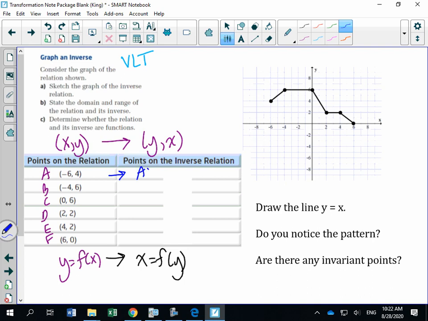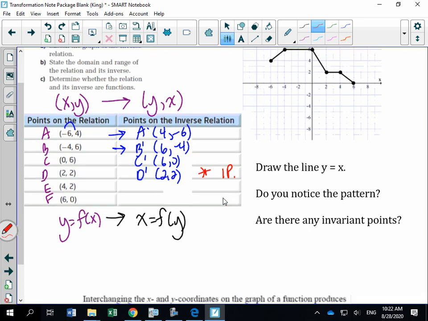A prime is going to be 4 comma negative 6. You just simply switch that. B prime is going to be 6 comma negative 4. C prime is going to be 6 comma 0. D prime is going to be 2 comma 2. So let's star this. This is going to be our invariant point, and I'll talk about where the invariant point will lie on inverse relations. E prime is going to be interchange 2 comma 4, and F prime is going to be 0 comma 6.